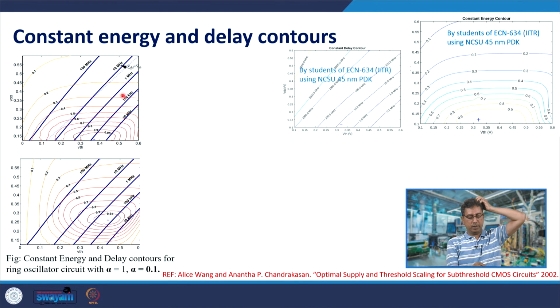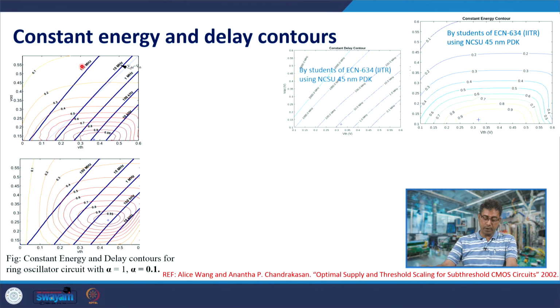So, the same results you can see for a 45 nanometer PDK and also for a 180 nanometer PDK. So, 180 nanometer PDK results are from the papers of Anantha Chandrakasan's group, and this is from students in our institute. So, now you can see that these constant delay contours touch the constant energy contours here. So, this touches this almost like a tangent. So, you can have a minimum energy of this for this frequency.